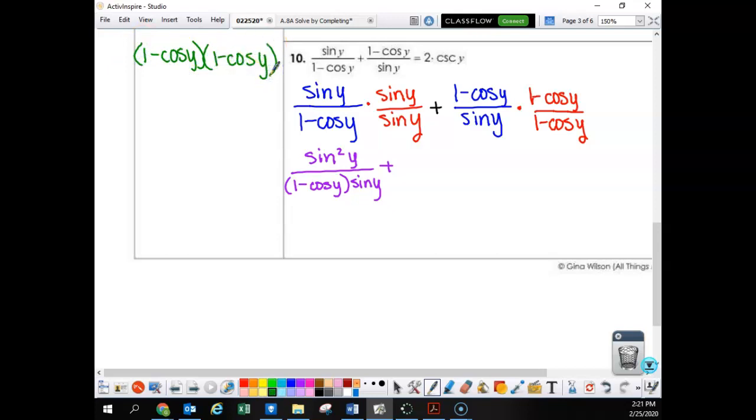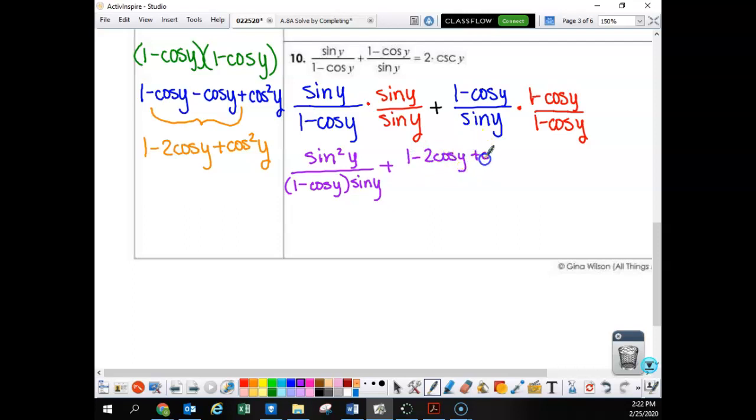So you can use any of these methods, the box method, or FOIL, right? Here, FOIL would be the first two, which is 1 times 1, and then your outer two, so 1 times negative cosine y, that's negative cosine y. Your inner two, negative cosine y times 1, which is negative cosine y. And then your last two, negative cosine y times negative cosine y, would be cosine squared y. And then I can combine my like terms. So negative cosine y and negative cosine y add up to be what? Negative 2 cosine y. Okay. So now this numerator is going to be 1 minus 2 cosine y plus cosine squared y over 1 minus cosine y times sine y. Right? Okay, now these numerators, what can I add together to simplify?